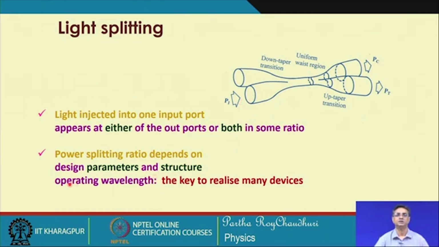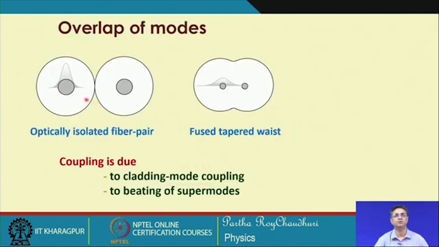So, the wavelength, the design parameters and the structure decide how this fiber coupler can be utilized for numerous applications. But wavelength dependent splitting is a very important part which decides how it can be used for selective excitation of wavelengths, that is wavelength division multiplexing and demultiplexing. We will see that example also.